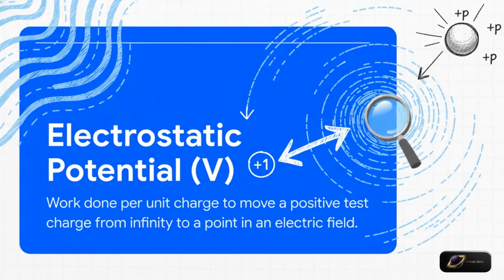All right, so if we're going to get formal for a second, the official definition of electrostatic potential, V, is the work it would take per unit of charge to drag a tiny positive test charge all the way from infinity, from super far away, to one specific spot. You can almost think of it as a measure of the electrical pressure at that point in space, which is created by all the other charges around it.